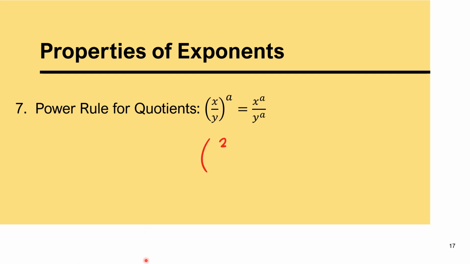All right, so an example here, 2 over 3 to the 4th. You got to make sure and say, okay, well, I'm going to distribute this exponent. It's got to go to the numerator and the denominator. So I'm going to do 2 to the 4th over 3 to the 4th. Okay, let's look at some examples.